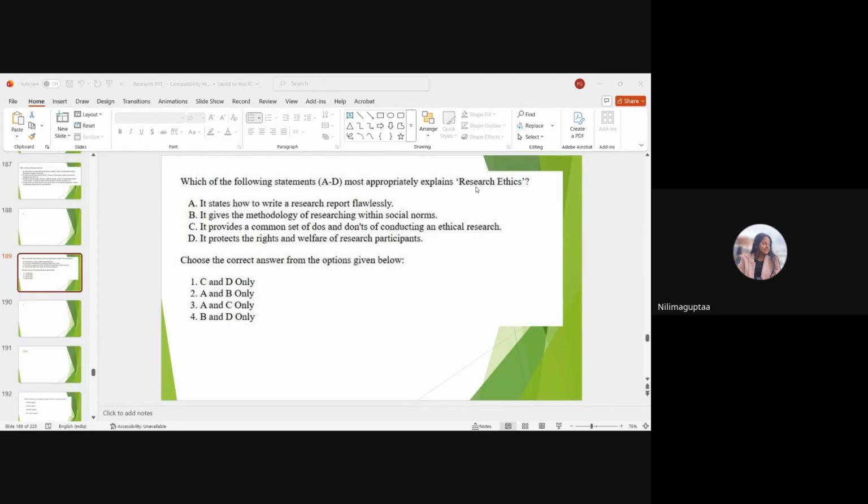As we just now studied, research ethics tells what you should do and what you should not do in an ethical research. So, it is talking about research ethics, and in an ethical research, what are the do's and don'ts. Then yes, it is correct, and it protects the rights and the welfare of research participants. That is what I was discussing. We all were discussing that.